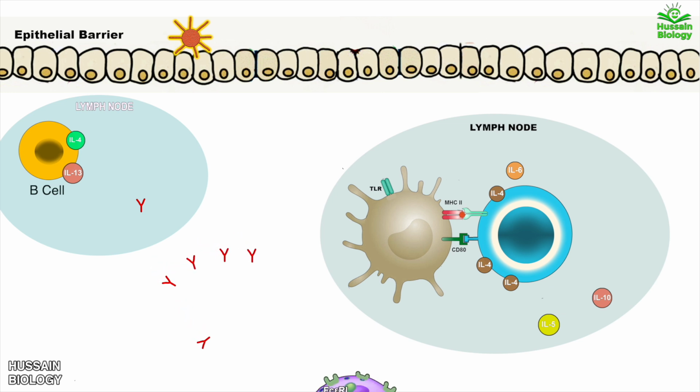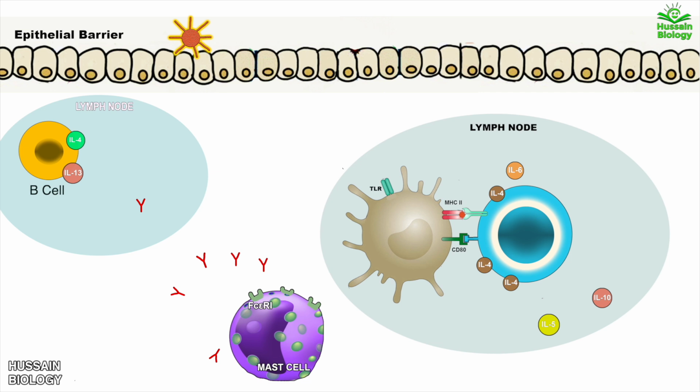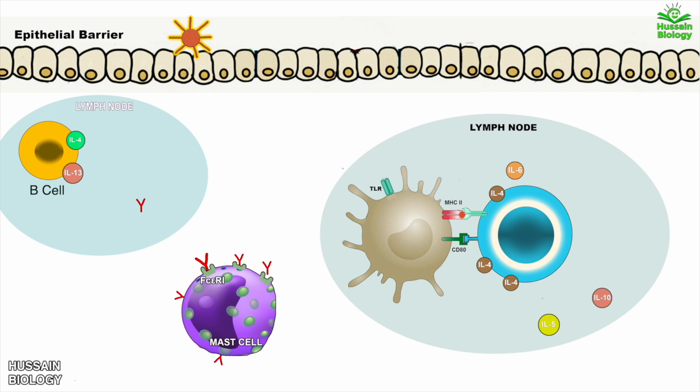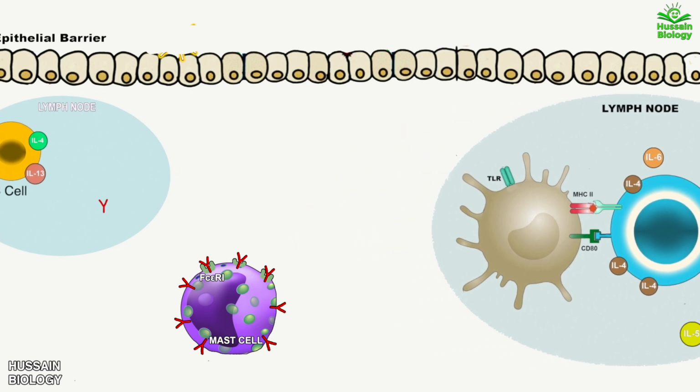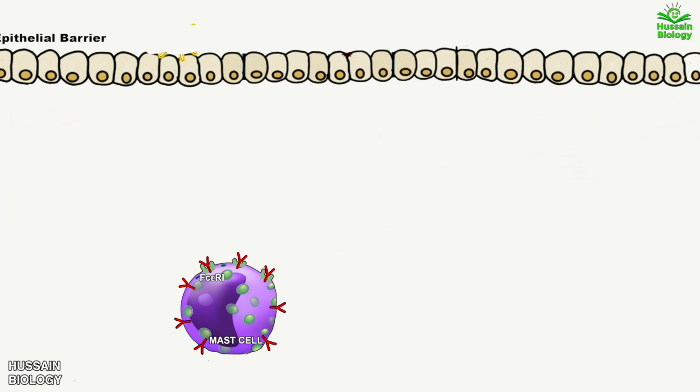Now these IgE antibodies search for the mast cells or basophils. Here in this animation we can see IgE antibodies bind with the receptors of mast cells. Once this happens, the mast cells are said to be armed or sensitized. We see in this diagram the mast cells are loaded with IgE antibodies. These are the armed mast cells. Now we move on to the second phase, that's the effector phase.